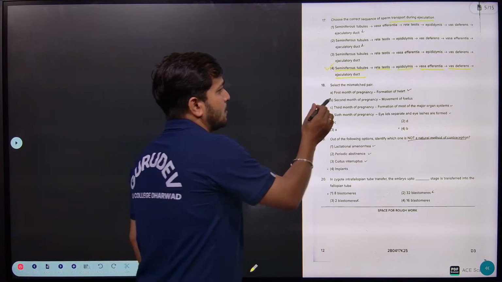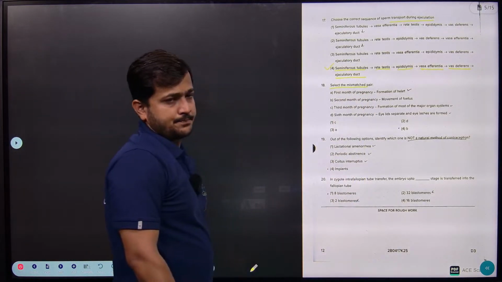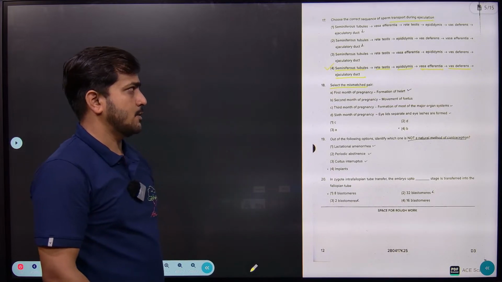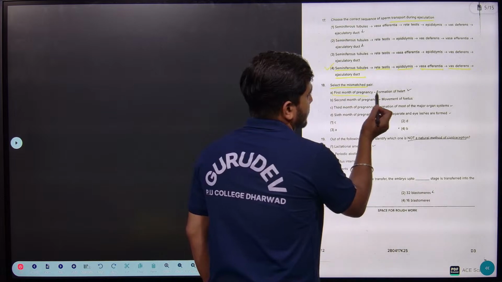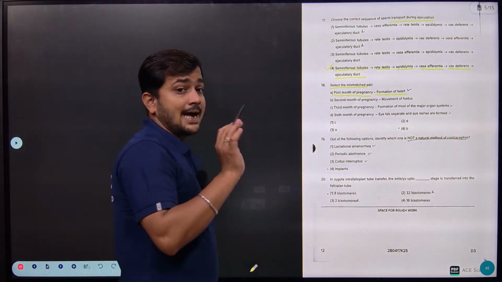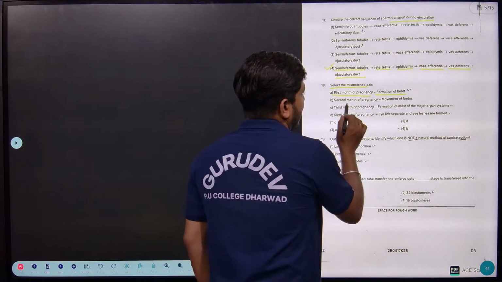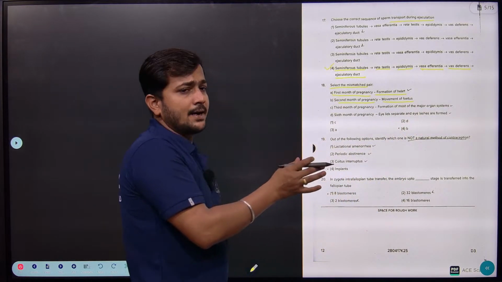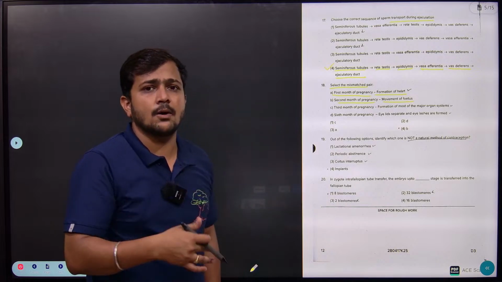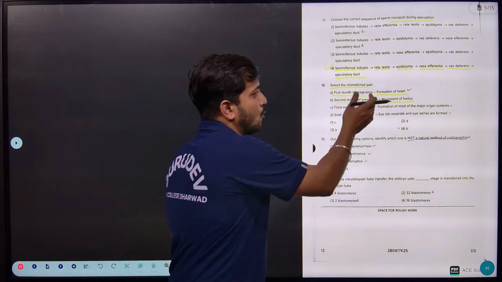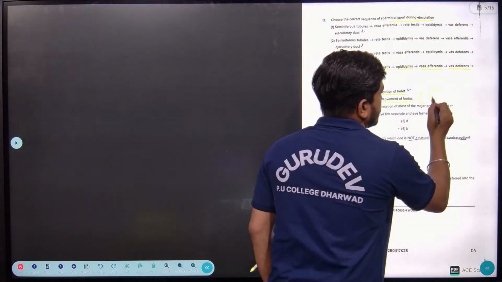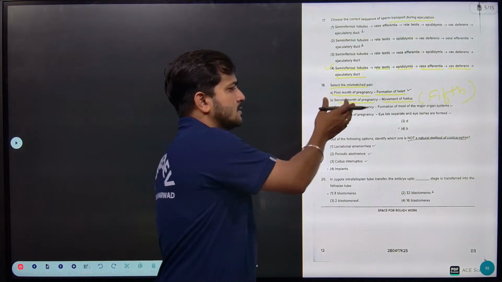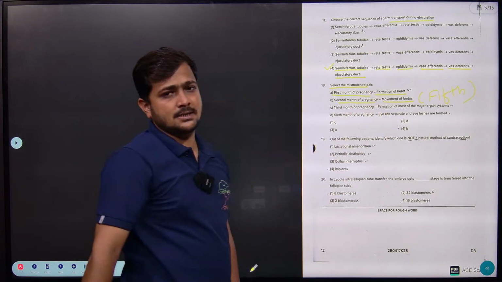Then select the mismatched pair here, right? Select the mismatched pair, and that is what we have to find as the answer. If you consider the first month of pregnancy, that is the formation of the heart, this is correct, right? Then the second month of pregnancy, movement of the fetus, right? In the second month of pregnancy, digit development is still taking place, but the movement of the fetus can be seen in the fifth month of pregnancy, right? So in the fifth month, the little movement of the fetus can be seen.